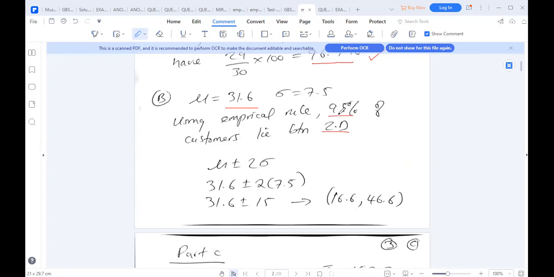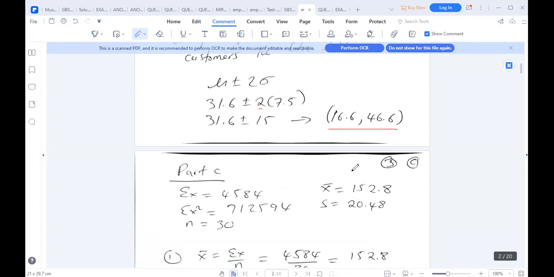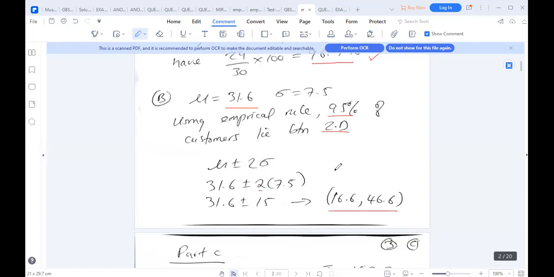3 standard deviations we know falls under 97.7 and above. So here, since we're given 95%, that's where the 2 standard deviations is coming from. When we apply this, we're going to get 15. So 15 plus minus 31.6, we're going to get the range of 16.6 and 46.6. So this is the range. Okay, are we together on that one?